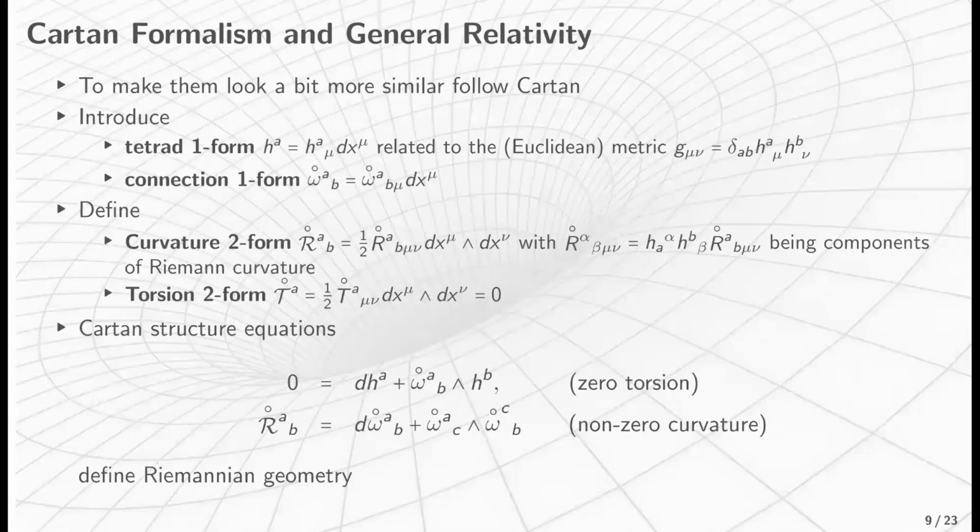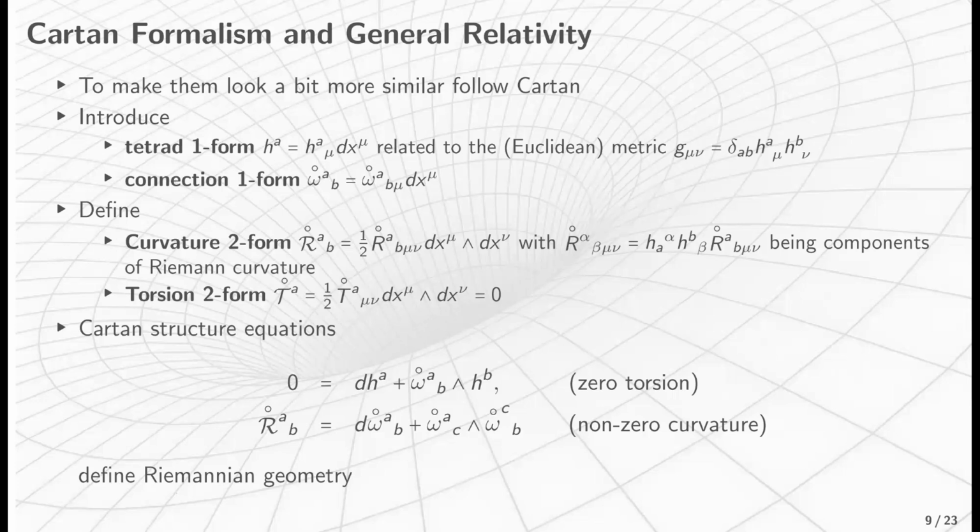And to make it look at least a bit more similar is to follow this Cartan formalism. So follow Cartan. And basically what you do is you start, instead of working with metric and linear connection, you should start with these tetrad one forms, which are related to your metric through this relation. And then instead of linear connection, you will work with these connection one forms. And then as soon as you have tetrad and connection one forms, you can define curvature and torsion. So I'm putting these funny bullets when I mean a Riemannian connection.